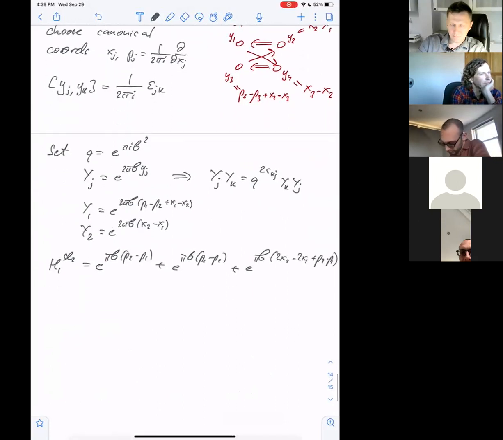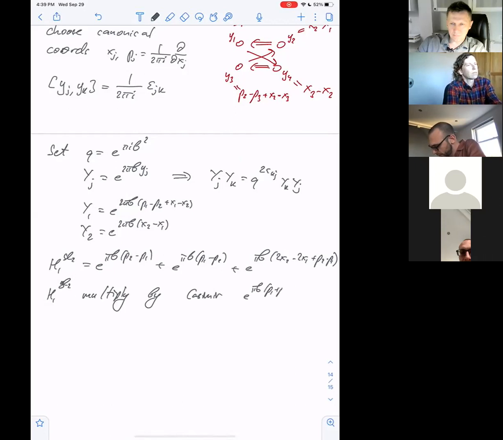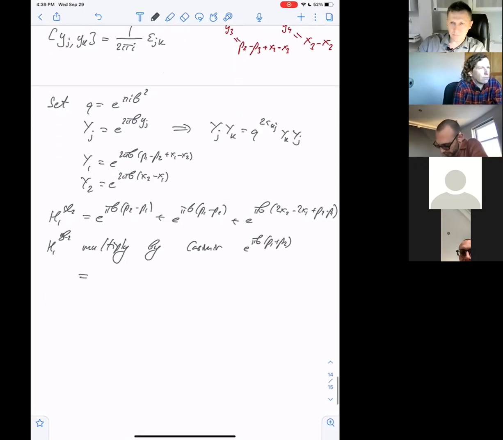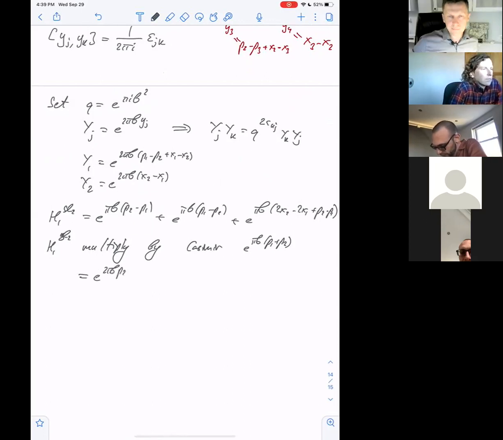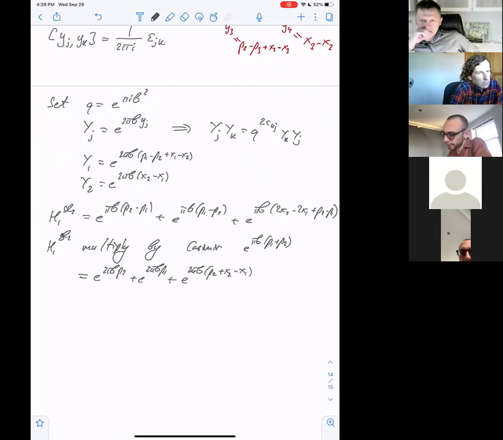And if you want, and maybe it's still a bit hard to recognize, but if you want GL2, you just multiply it all by an overall Casimir, e to the pi b (p1 plus p2). And what you get then is e to the 2 pi b p2 plus e to the 2 pi b p1 plus e to the 2 pi b p2 plus x2 minus x1. And this is the formula that I believe, well, at least I've seen it in a bunch of papers.